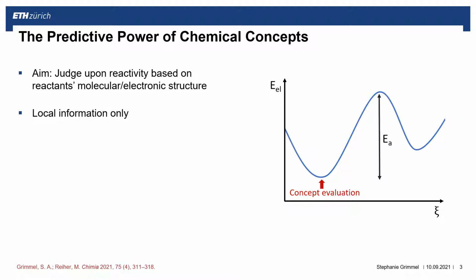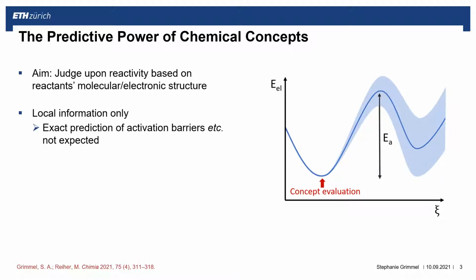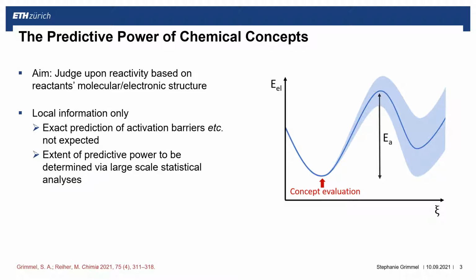However, due to the necessity to evaluate concepts only locally for the reactants, we must expect uncertainties in our reactivity predictions. To quantify these, large-scale statistical analyses are needed. Obviously, for such analysis, we need test sets, linking reaction coordinates with the resulting reactivity. However, with chemical concepts being such an integral part of chemist education, putting together such sets manually carries a high risk of bias. And this is where the circle closes.